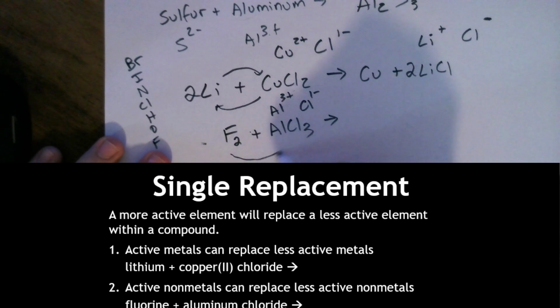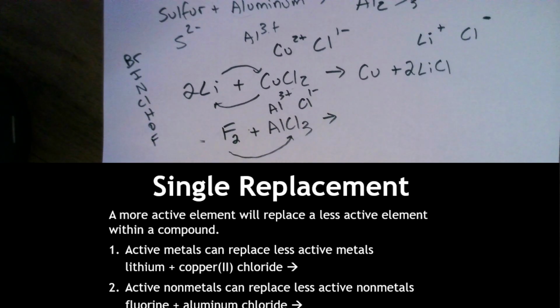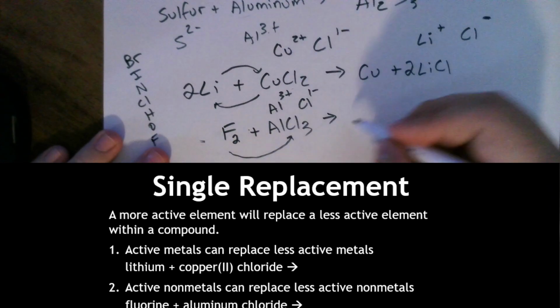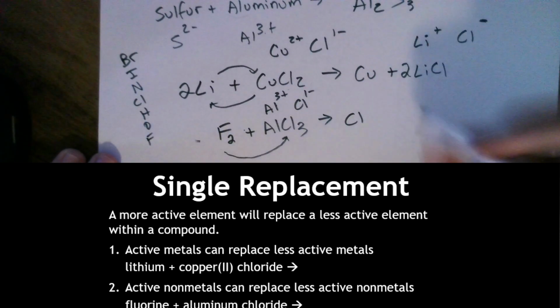It's going to try to swap with chlorine, but I can only do it if it's more reactive. So I'm going to consult my activity series. Is fluorine higher on the list than chlorine? Yes, it is. So we'll be able to make this reaction happen. The chlorine is going to be left by itself. Chlorine's also a Brinkelhoff one, so there's going to be 2 of them.